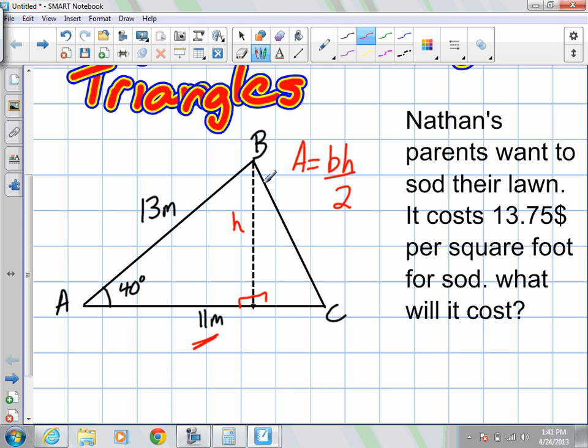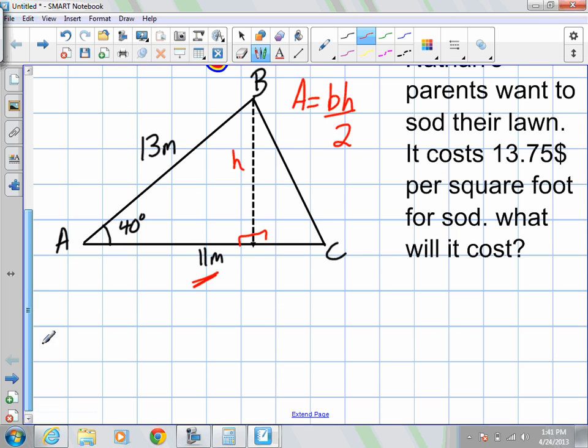In order to figure out the height, we're going to have to use our SOH CAH TOA in this question. Because I have this angle at 40 degrees, what information do we have with the 40 degrees? We have 13 and we have 11. 13 is considered what side of the triangle? And 11 is the adjacent. Which ratio should we use in order to find H?